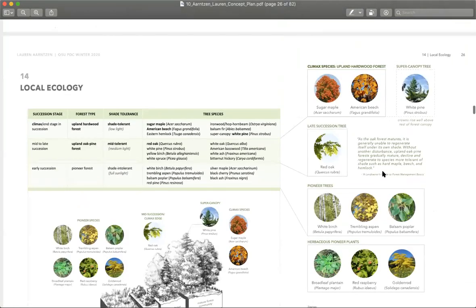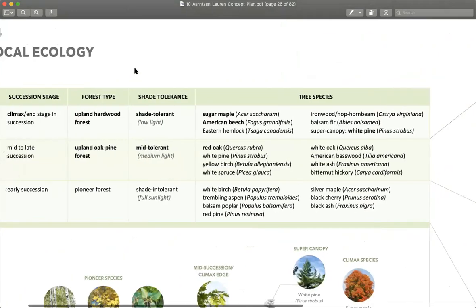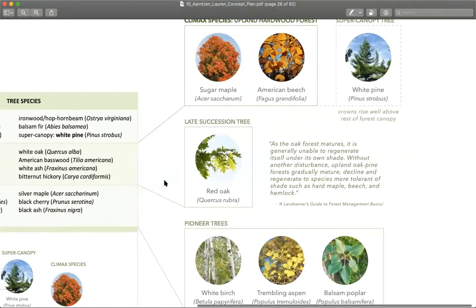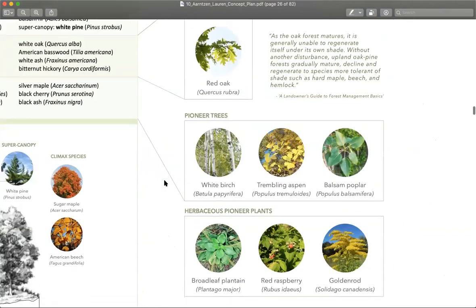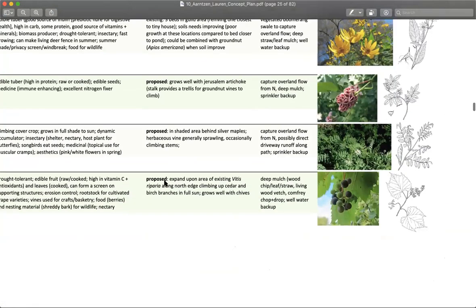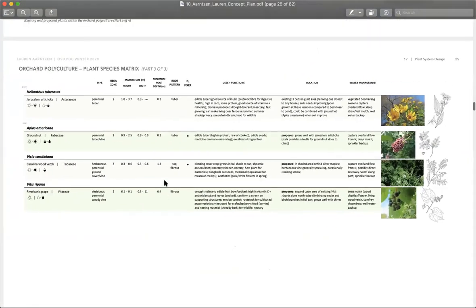So again, fantastic to see. And again, she showed me, not just graphically, but also in a table. Okay, what do we have at a climax? What's mid to late succession? What's early succession? What's a type? What's their tolerance? And then she pulled each of those out one more time to really make sure that that was understood. If I'm going too fast, feel free to pause the video and go back at any time.